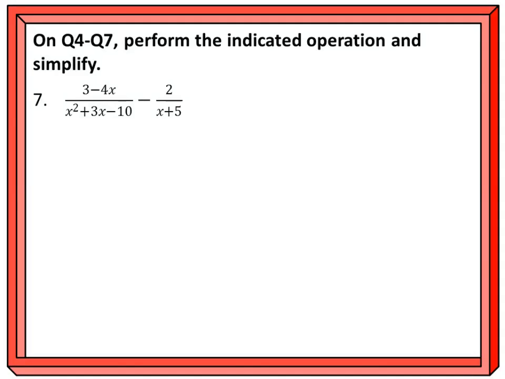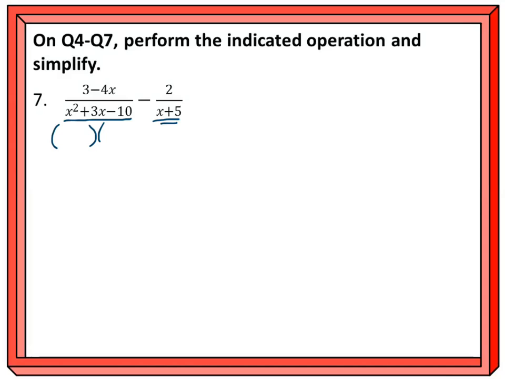Perform the indicated operation and simplify. So this time we are subtracting two rational expressions. To subtract, we need a common denominator, of course. Before we get our common denominator, though, this first denominator we want to factor, because it's possible that it has a common factor of x plus 5 in it. And you know the way these questions go, that is usually the case.